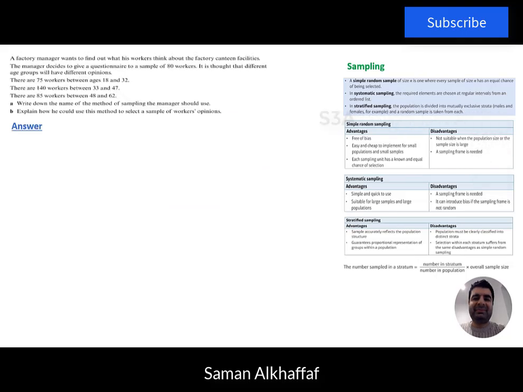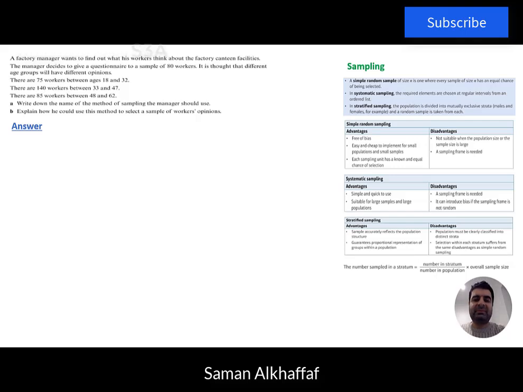In this example, a factory manager wants to find out what his workers think about the factory canteen facilities. The manager decides to give a questionnaire to a sample of 80 workers. It is thought that different age groups will have different opinions. There are 75 workers between ages of 18 and 32, and there are 140 workers between 33 and 47. There are 85 workers between 48 and 62.